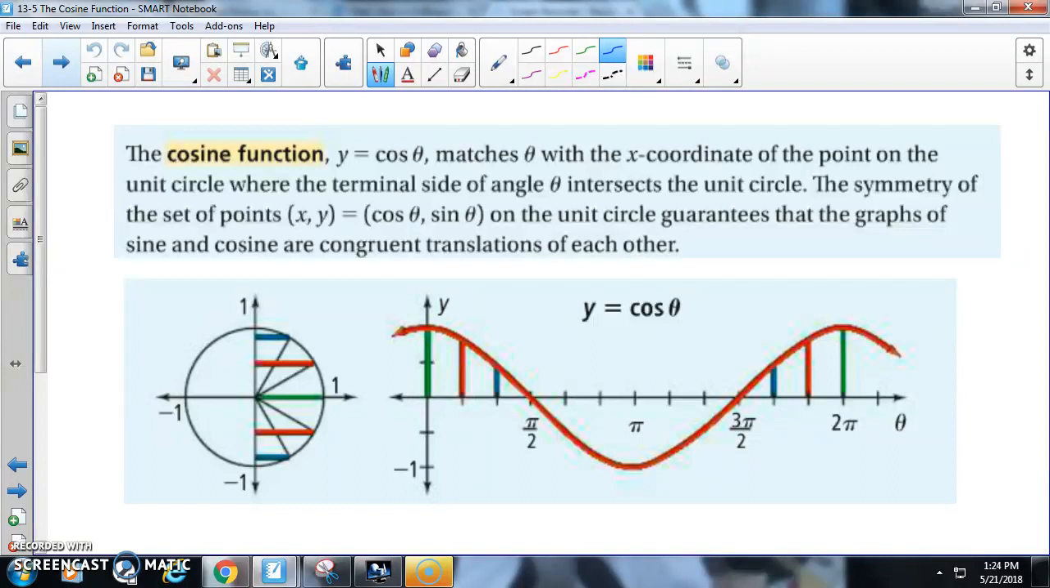The symmetry of the set of points x, y is equal to cosine, sine of the angle on the unit circle guarantees that the graph of the sine and cosine are congruent translations of each other. So, what that means is cosine and sine have the same wave, they're just shifted.